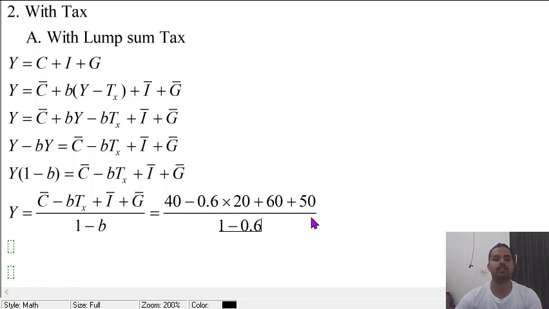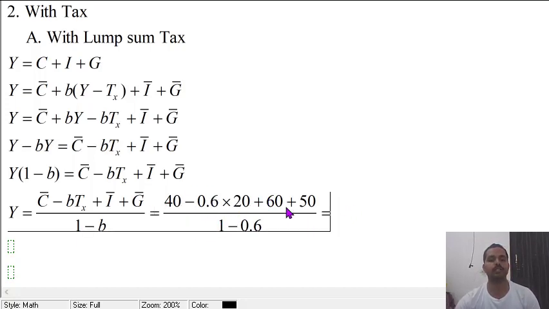Before I solve this, just think a while whether this equilibrium national income will increase or decrease. I think it should decrease because taxation has been introduced. Let us see what happens.